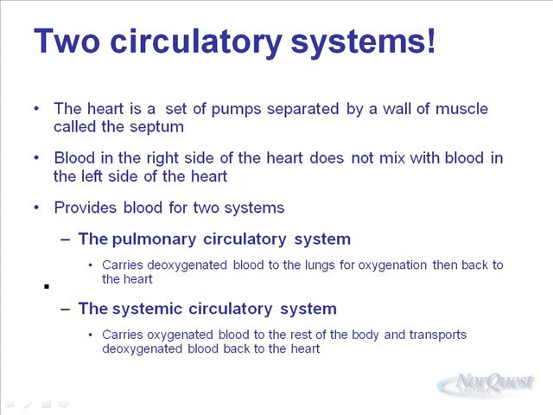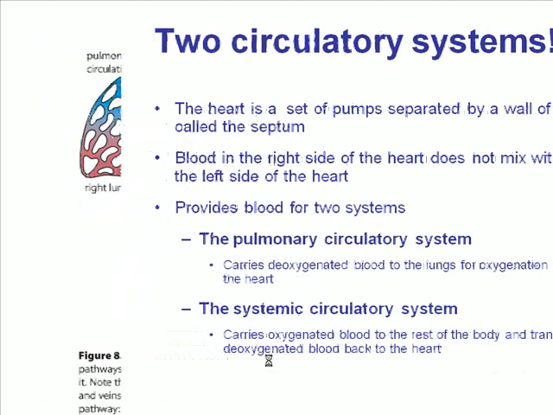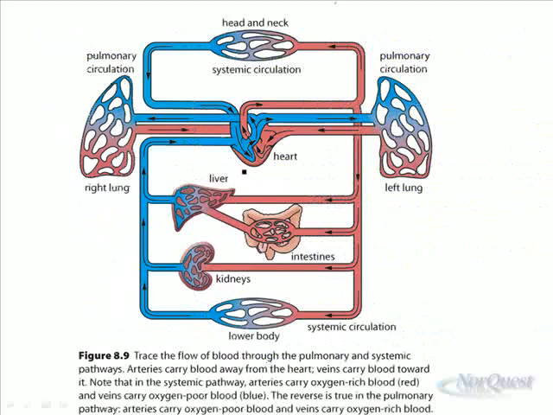There's the pulmonary circulation, which is going to carry blood with no oxygen, deoxygenated blood, out to the lungs where it can get oxygen. Then it comes back to the heart. And then systemic circulation is going to carry that oxygenated blood, that blood that just came from the lungs, out to the rest of the body to lose oxygen. And then again, back to the heart. So blood actually travels through the heart twice to complete one circulation. Here's a diagram of it.